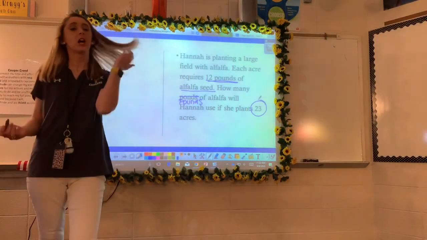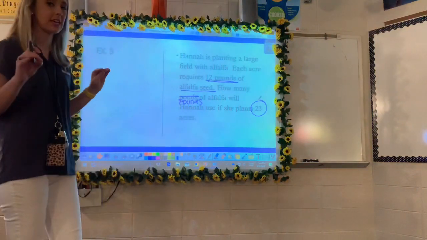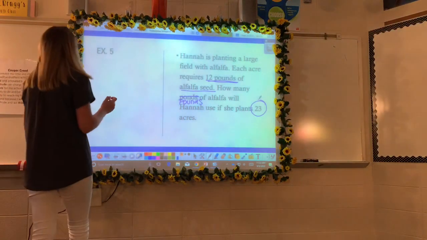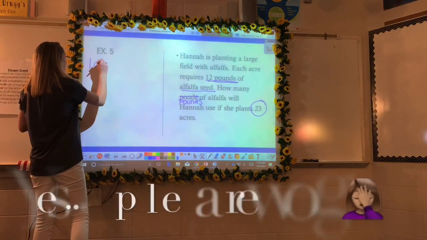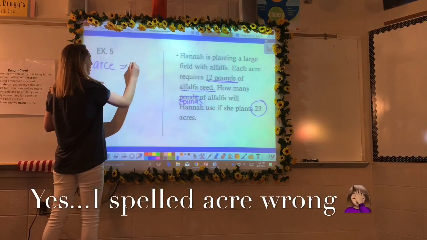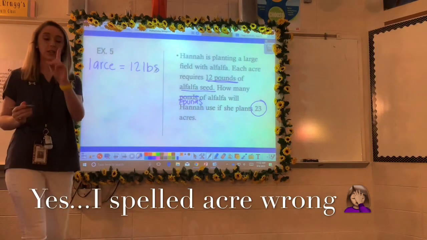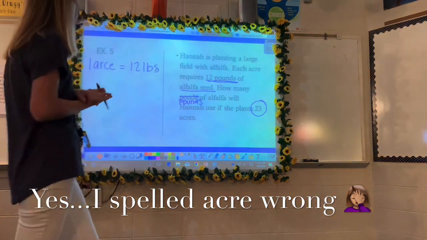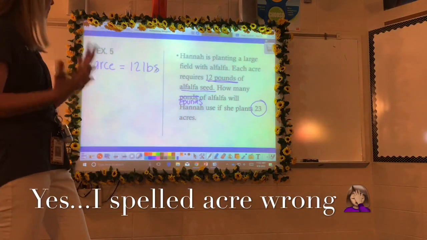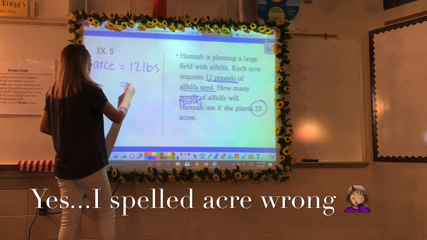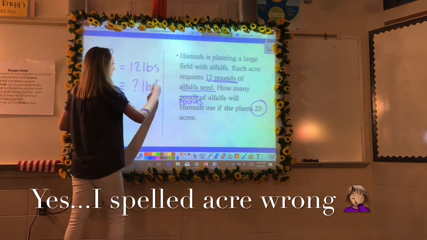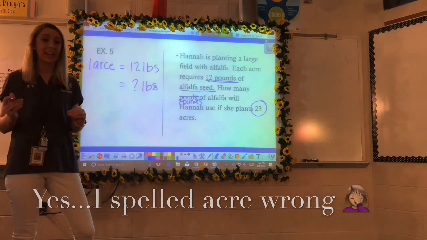Okay? So a lot of information at once, but let's take away the key parts. So we know that 1 acre gives us 12 pounds, right? So we know 1 acre gives us 12 pounds. We want to know how many pounds 23 acres will give us.